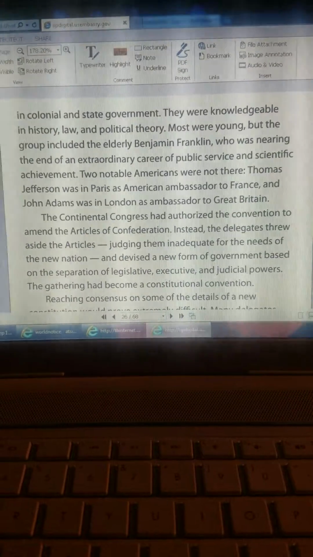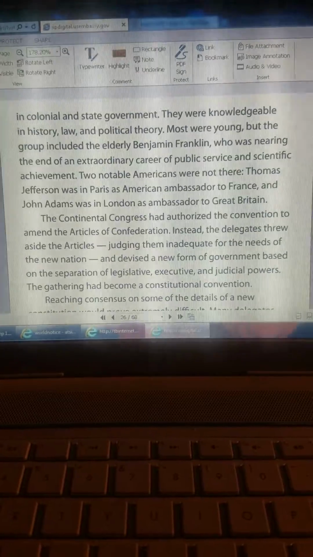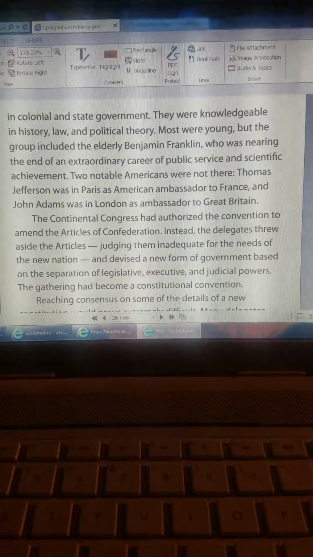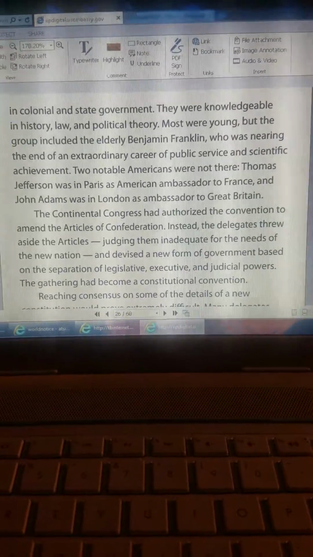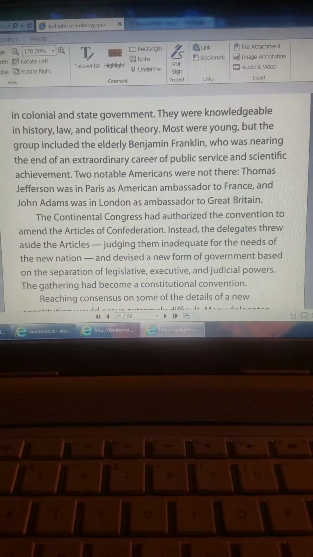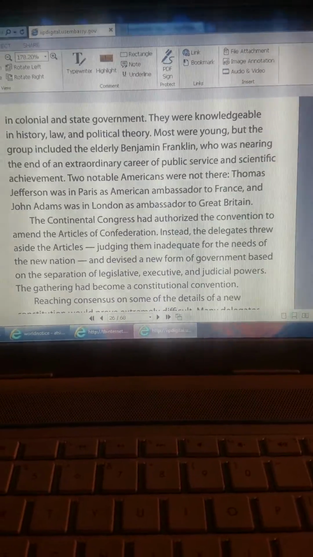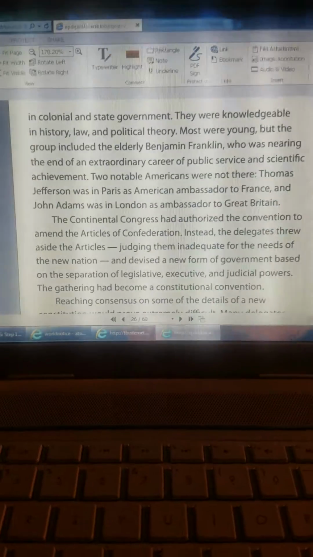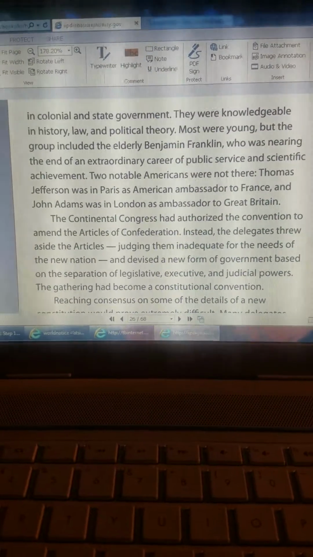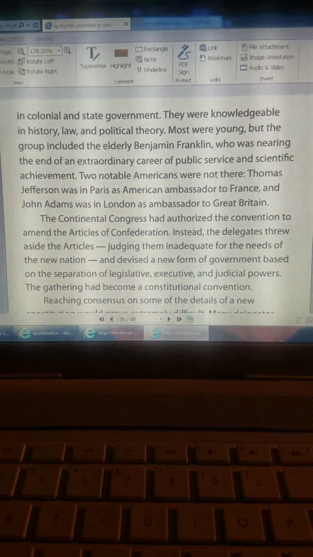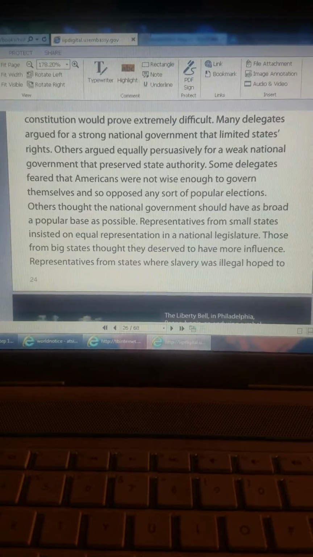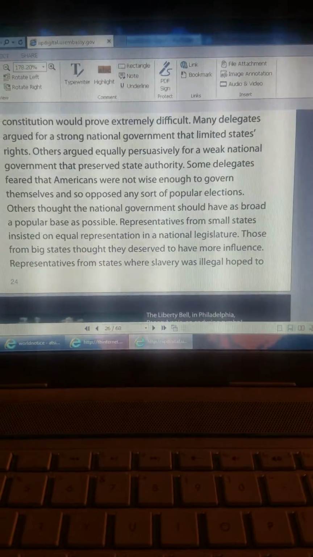Instead, the delegates threw aside the articles, judging them inadequate for the needs of the new nation, and devised a new form of government based on the separation of legislative, executive, and judicial powers. The gathering had become a constitutional convention. Reaching consensus on some of the details of a new Constitution would prove extremely difficult.